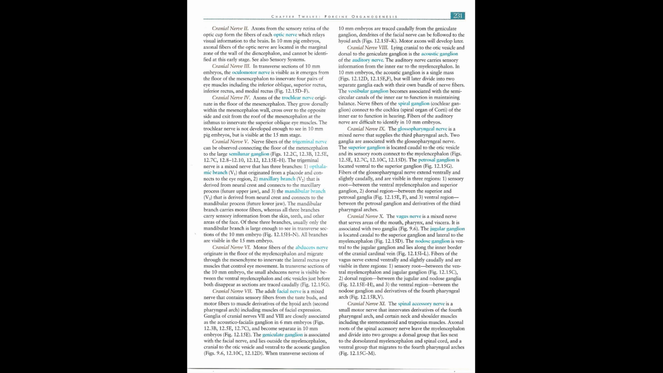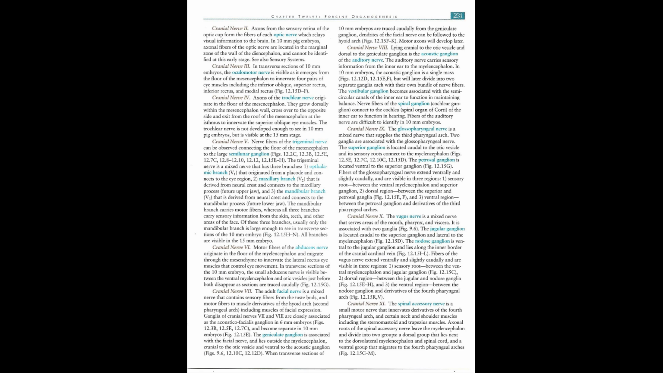12.3b, 12.5e, 12.7c, and become separate in 10 mm embryos, Fig 12.15a. The geniculate ganglion is associated with the facial nerve, and lies outside the myelencephalon, cranial to the otic vesicle and ventral to the acoustic ganglion, Figs 9.6, 12.10c, 12.12d. When transverse sections of 10 mm embryos are traced caudally from the geniculate ganglion, dendrites of the facial nerve can be followed to the hyoid arch, Figs 12.15f-k. Motor axons will develop later.